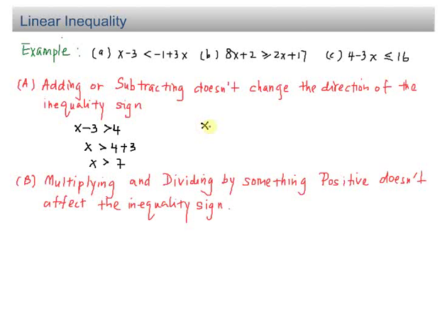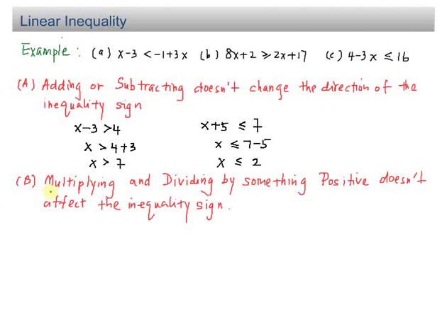If I have x plus 5 less or equal to 7, x less or equal to 7 minus 5, x less or equal to 2. For subtracting, the inequality sign is still the same.